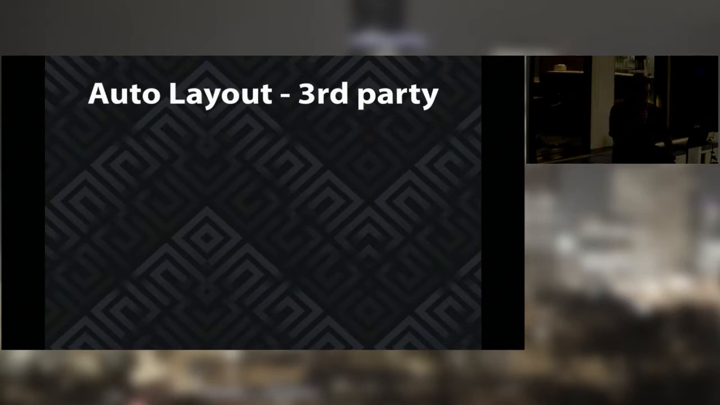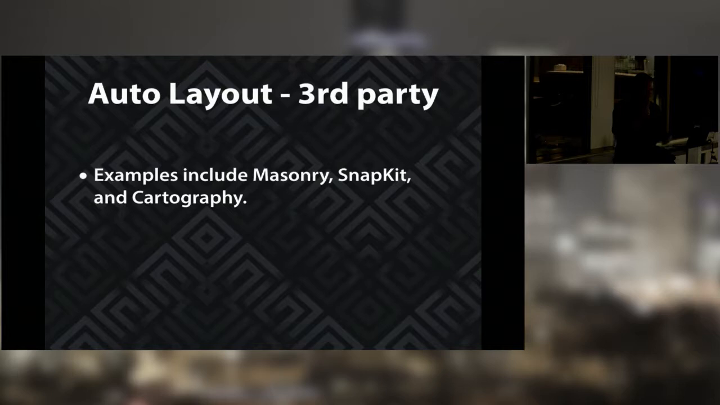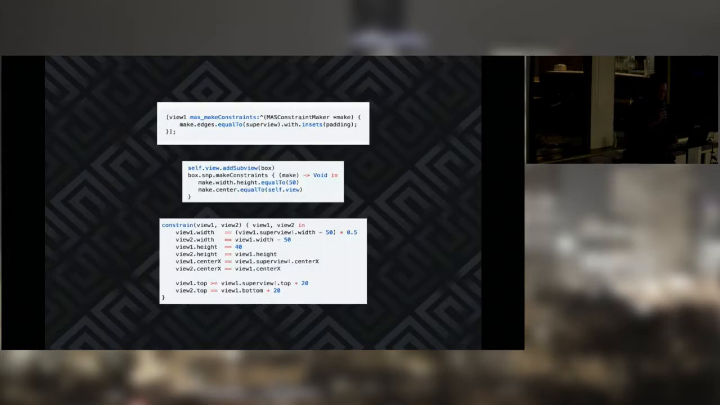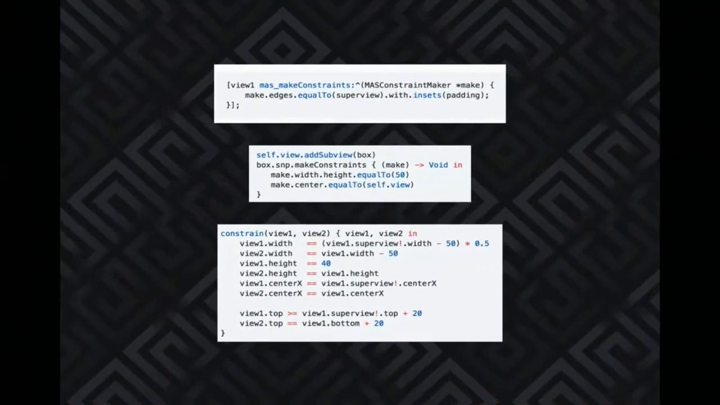So there are some other options. One is using a third-party framework. These like Masonry, SnapKit, Cartography, and most of these aim to fix auto layout, especially that VFL approach and the NSLayoutConstraint approach. Here's just some of their suggested syntax. That's Masonry. I think that's SnapKit and that's Cartography. Very nice. And a lot of them now are actually really kind of Swift inspired and have very, very nice syntaxes.